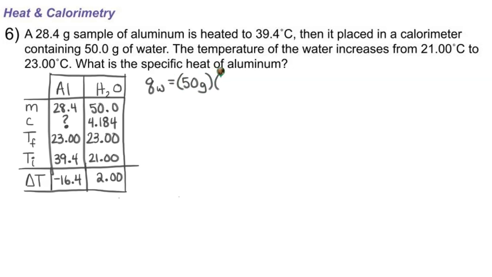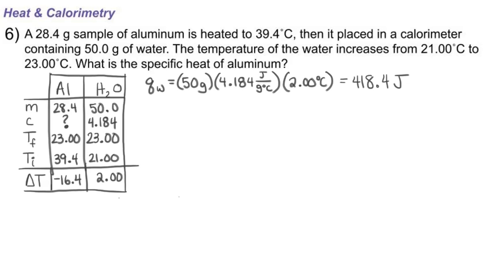times C, 4.184 joules per gram degree Celsius, times my delta T value of 2.00 degrees Celsius. I can solve for that value of Q, and I get 418.4 joules. And I know that the Q of my metal is opposite that. So I can then set up my equation.